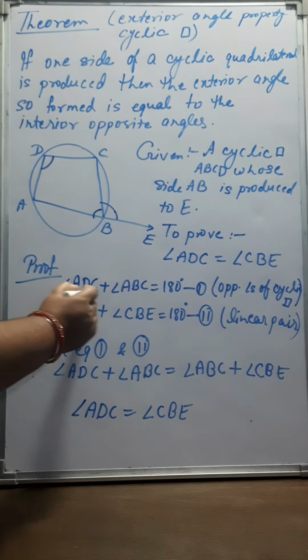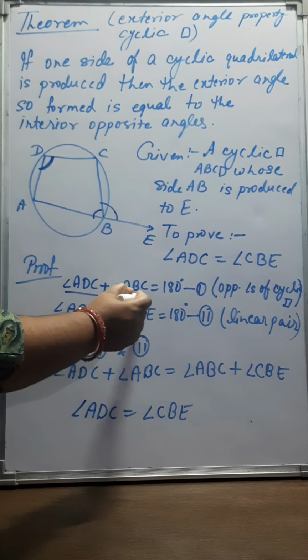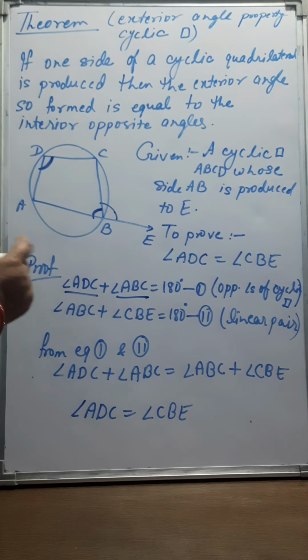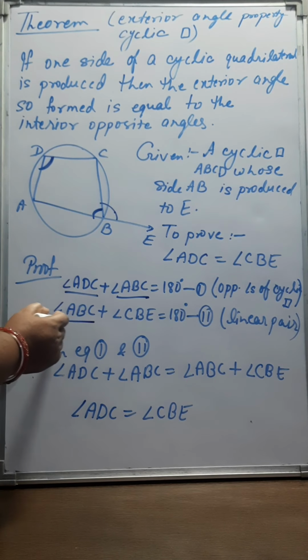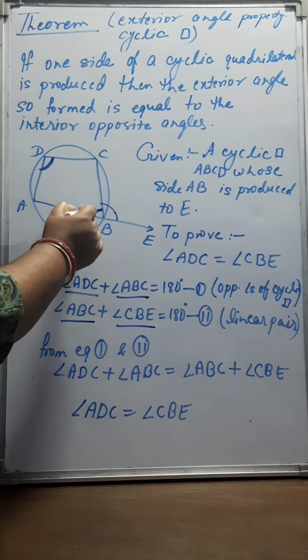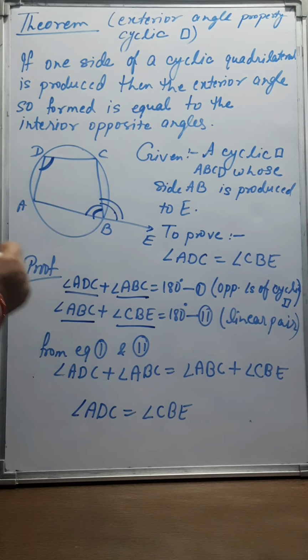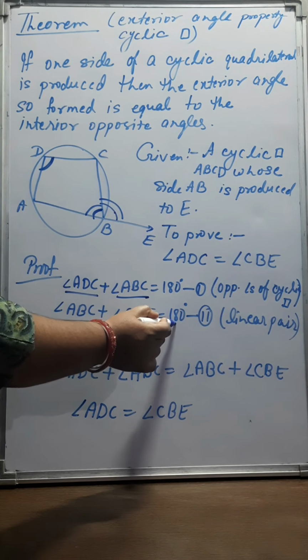So angle ADC plus angle ABC is equal to 180 degrees. Just now we have seen that opposite angles of a cyclic quadrilateral sum to 180 degrees. Similarly, we can write angle ABC plus angle CBE, this angle plus this angle. Will it be 180 degrees? What is the reason behind it?